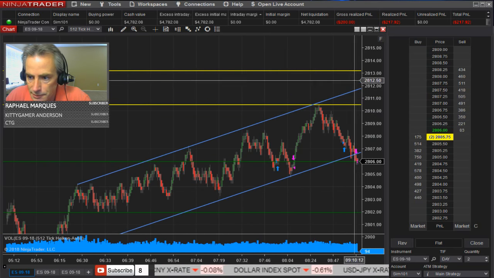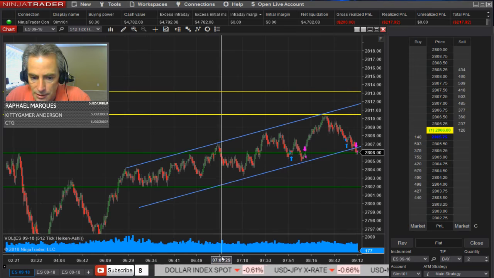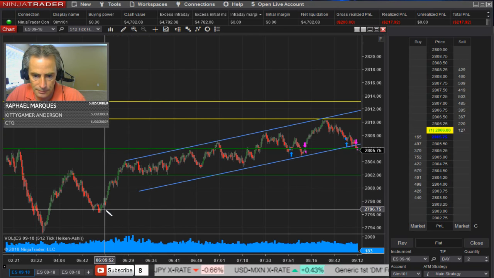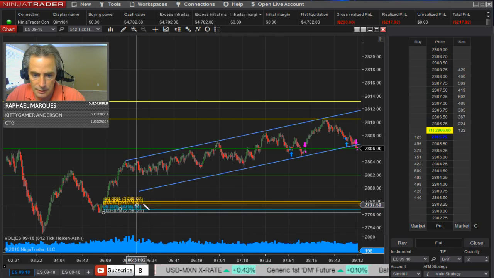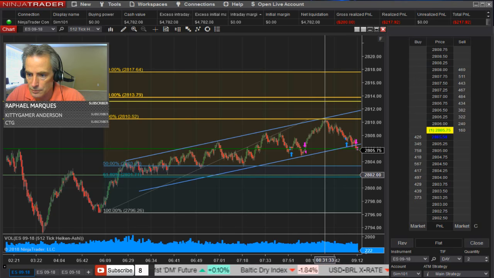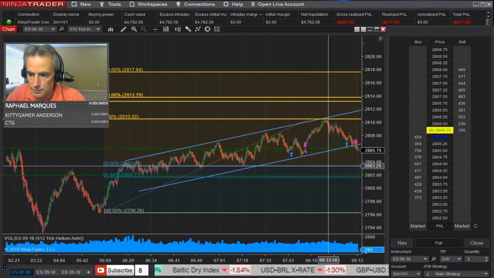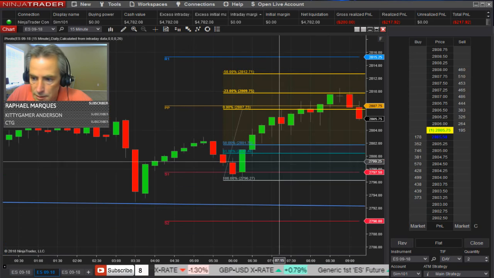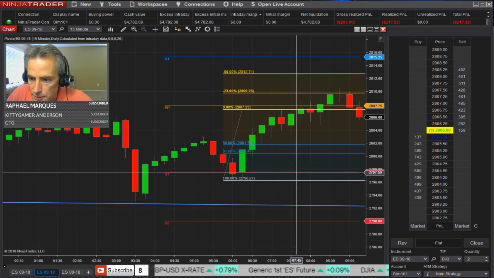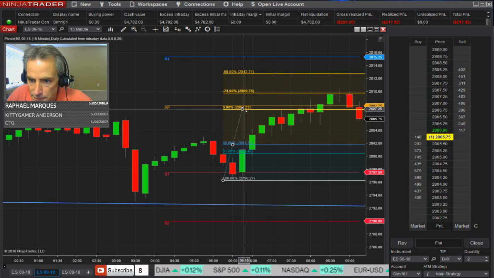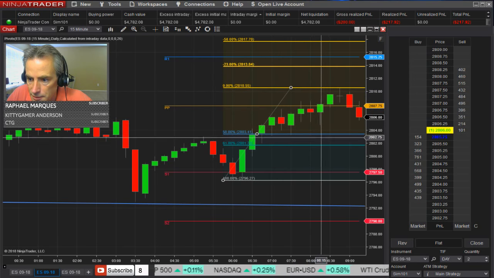At this point, it's probably going to retrace at least back down to this level here, 28.23 1/4, which on the 15-minute level is, let's see here, about right.